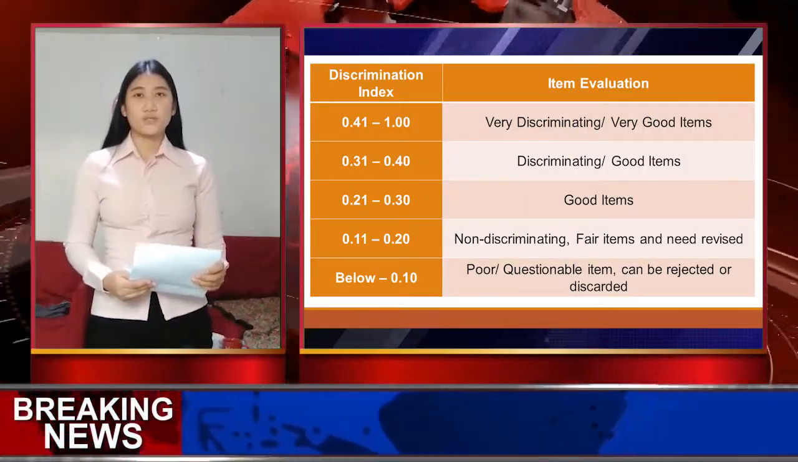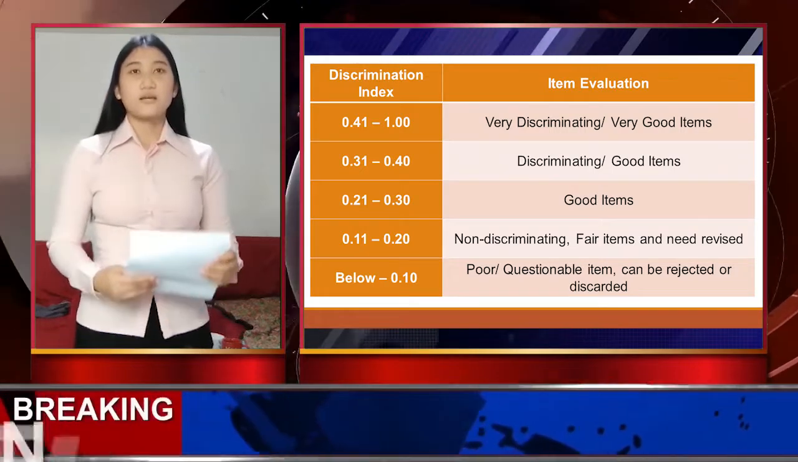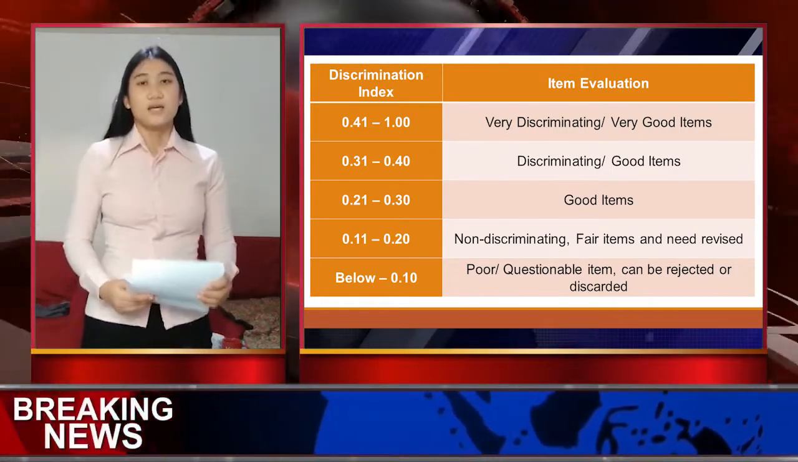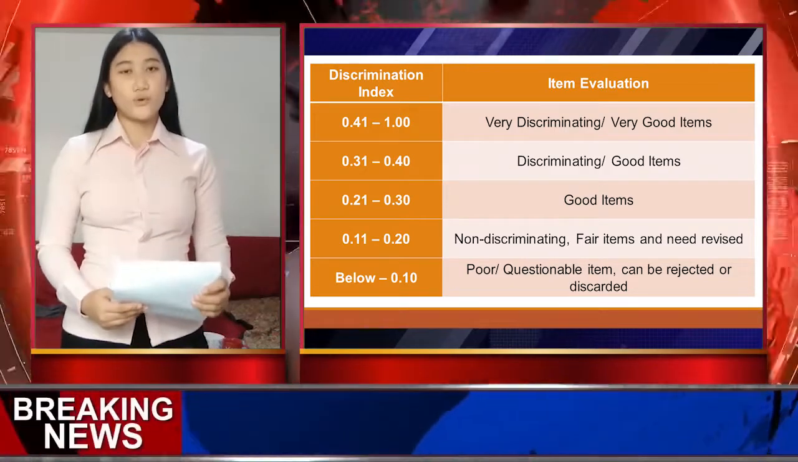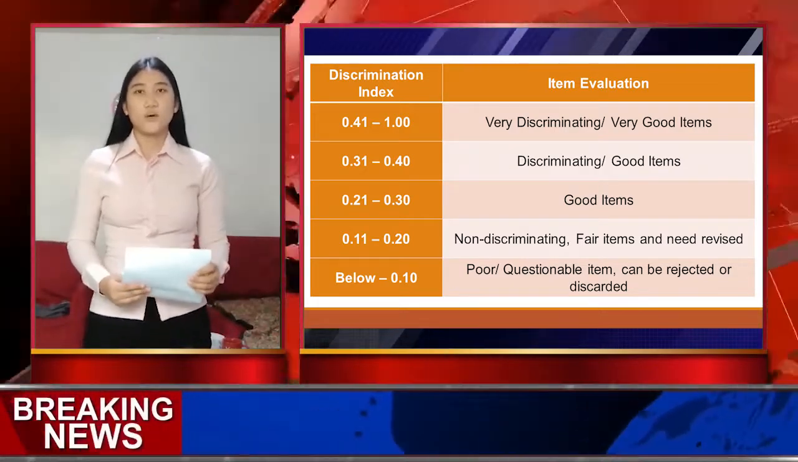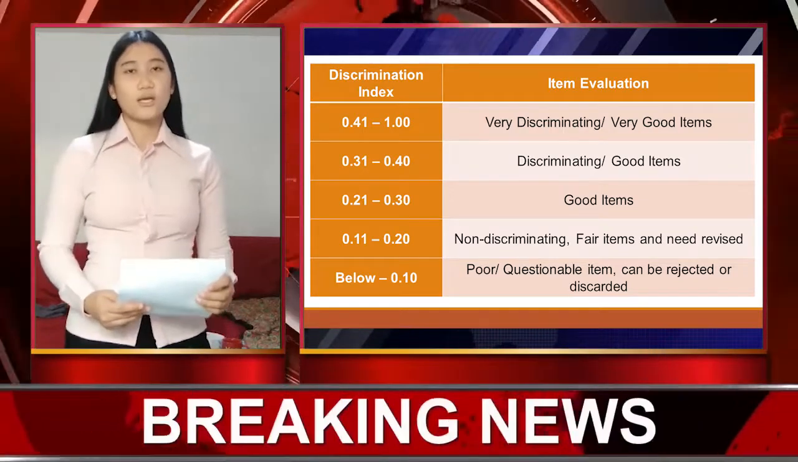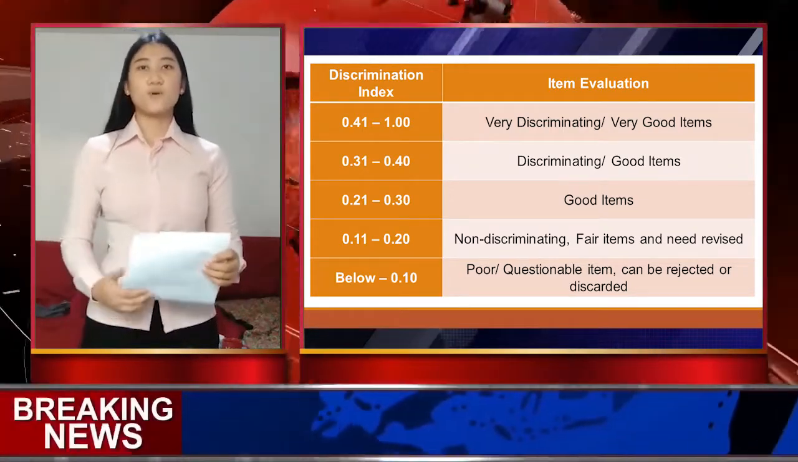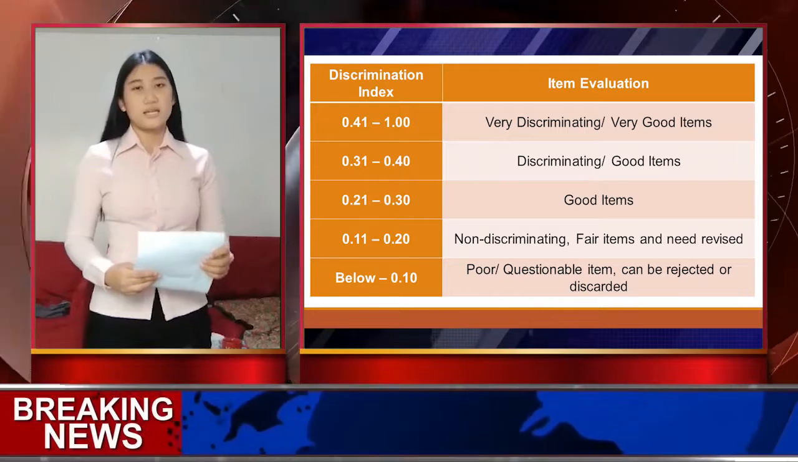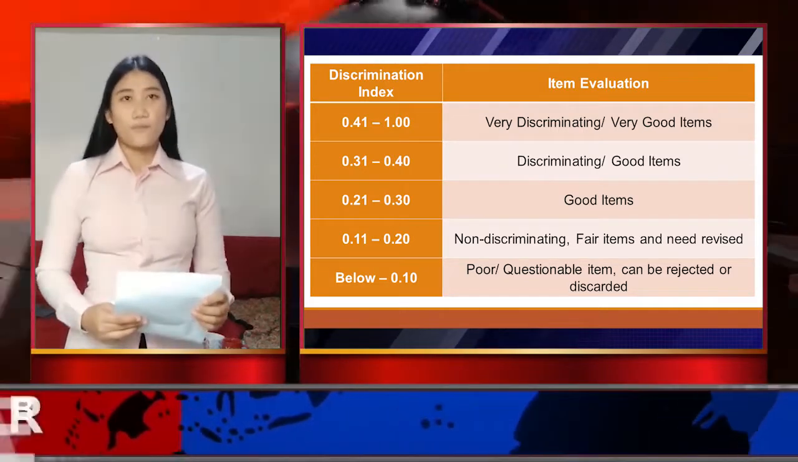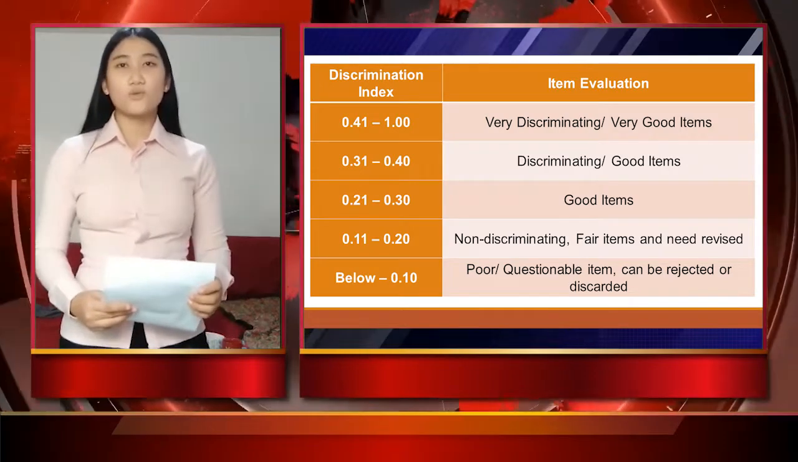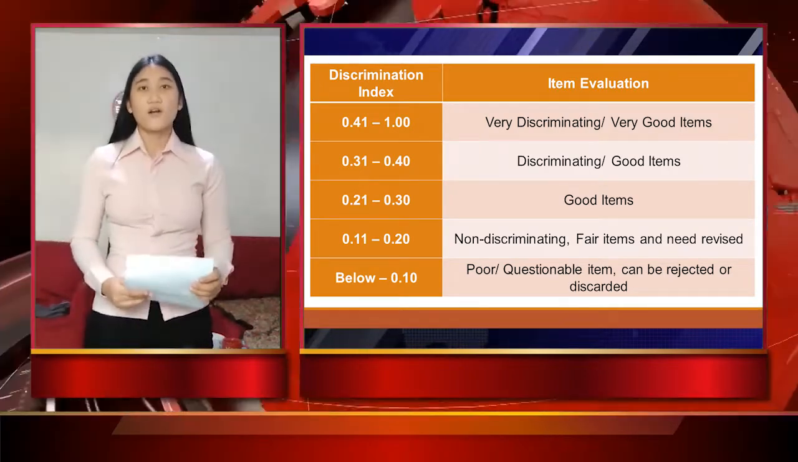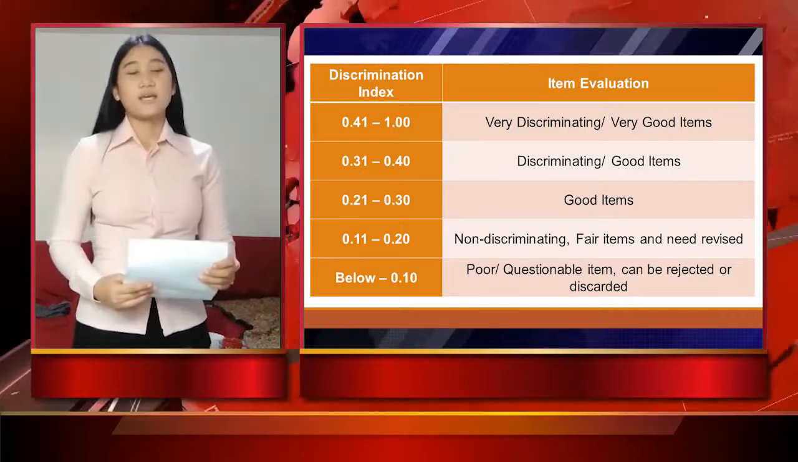0.41 to 1.00, very discriminating or very good items. 0.31 to 0.40, discriminating or good items. 0.21 to 0.30, good items. 0.11 to 0.20, non-discriminating or fair items, and need revision. Below 0.10, poor or questionable items can be rejected or discarded.